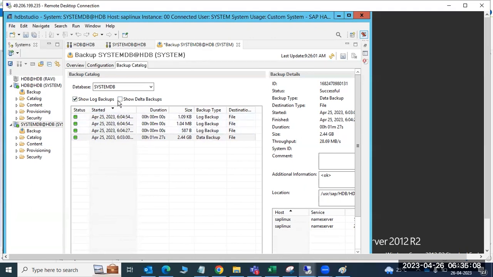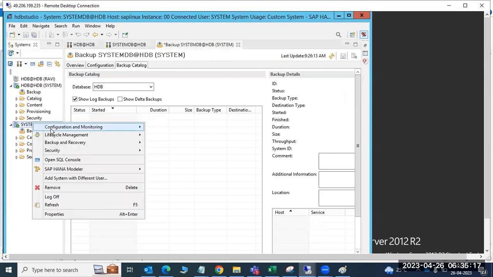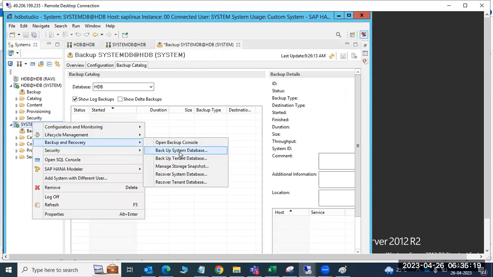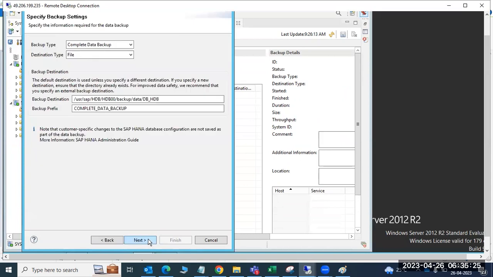Okay. So log backups. So what about the tenant DB now? What about the tenant DB? Have you taken the tenant DB backup? No. So you can see here, right click, backup and recovery, take the backup of the tenant database. You can take the backup here.